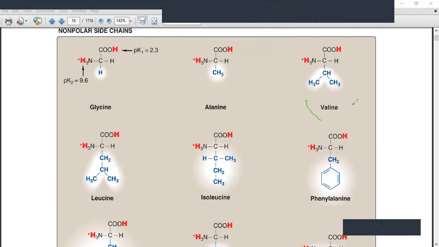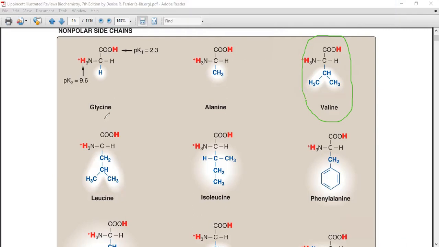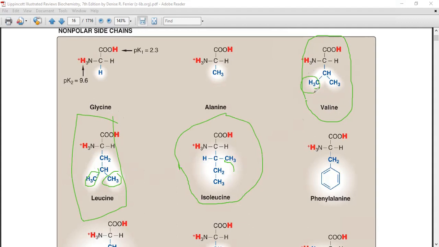So this is valine, this is leucine, and isoleucine. Those 3 are your branched chain amino acids. As you can see, the R group is branched. In isoleucine, you can see this is the branch. These are the branches in leucine, and in valine, these are the branches.